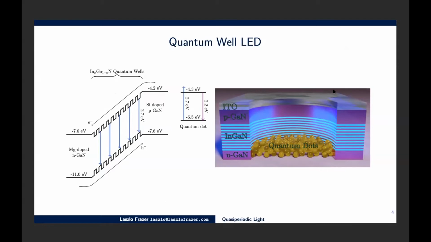So we flow current through the light-emitting diode, and the electrons and holes meet up in the indium gallium nitride layers where they form excitons, and those excitons recombine to make light. The light-emitting diode was then processed with electron beam lithography to make a whole bunch of holes in it. And the holes give it the quasi-crystalline structure. And then the holes were filled with quantum dots just by spin coating them in.